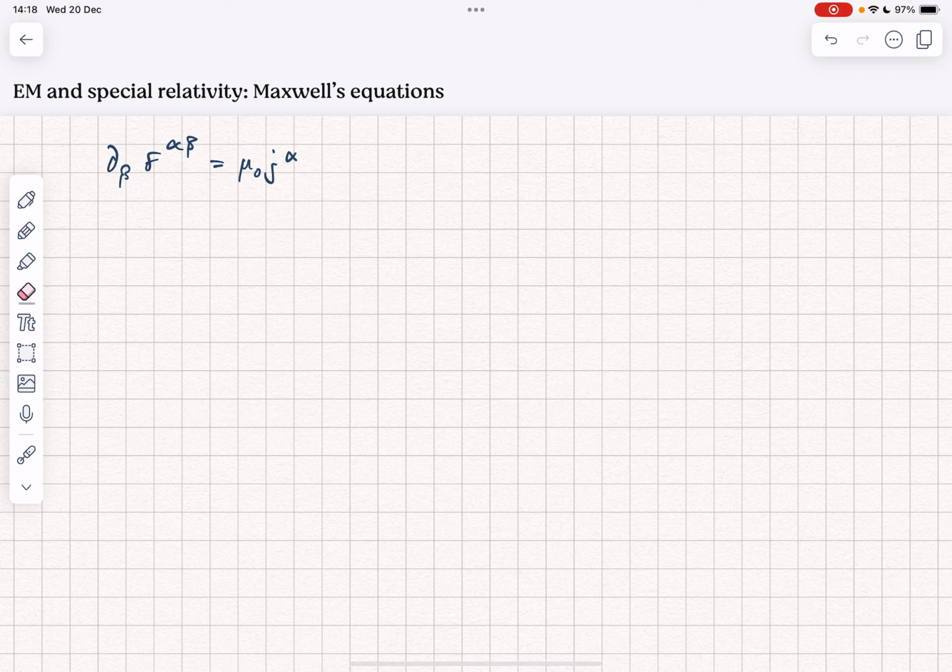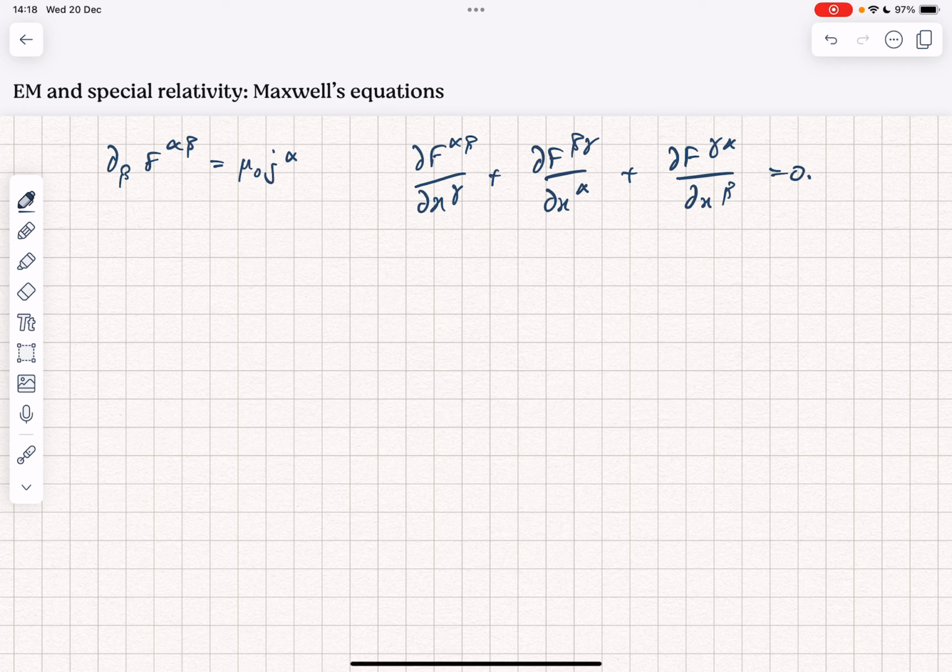And then the other one is a slightly more cumbersome expression. We have that ∂F_{αβ}/∂x^γ plus ∂F_{βγ}/∂x^α plus ∂F_{γα}/∂x^β is equal to 0. So those two are results that you can prove.